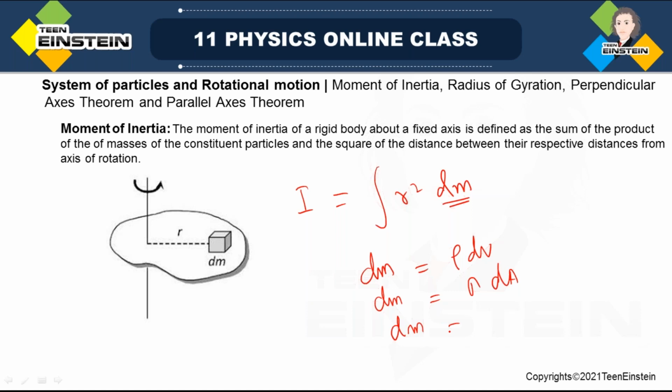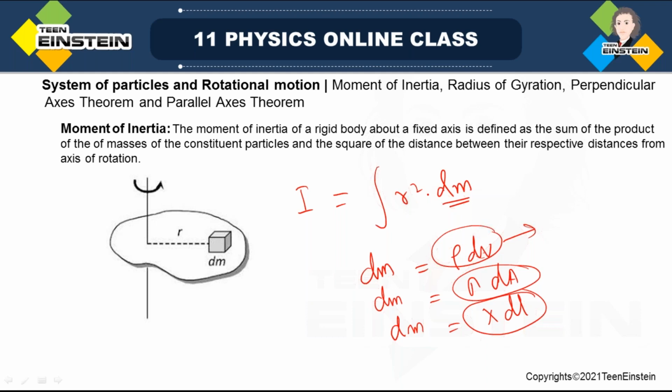Okay, or maybe this can be written as lambda into dl also. Lambda is the linear mass. So like that you can replace this dm with this. For three dimensional, you can just think of a cube here, so you have to write the volume here, or the elemental area, or elemental length.